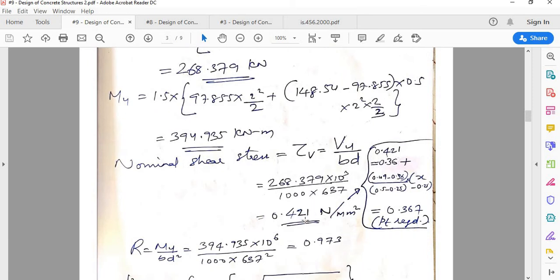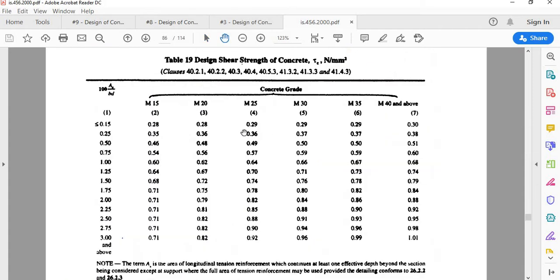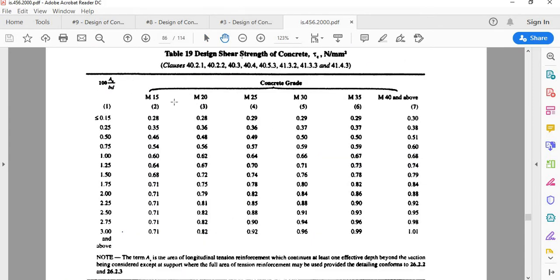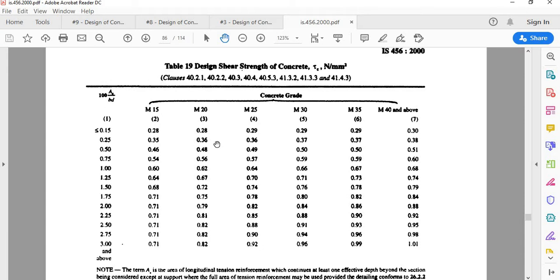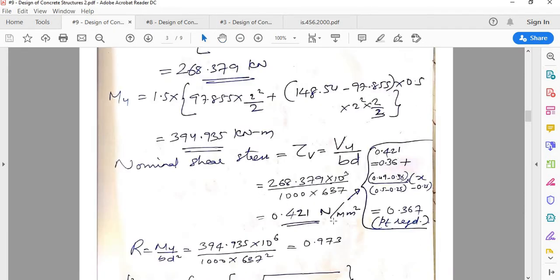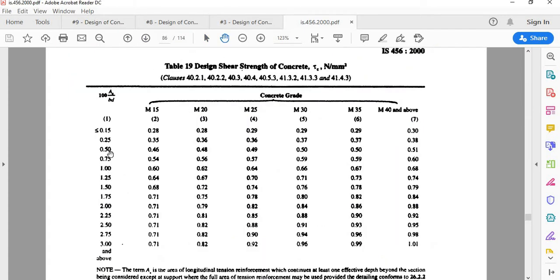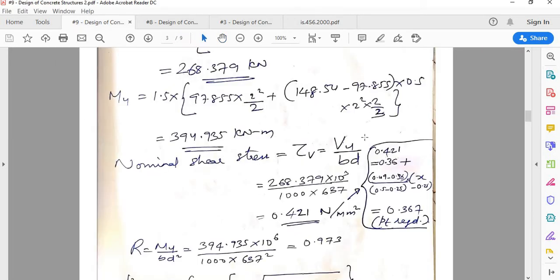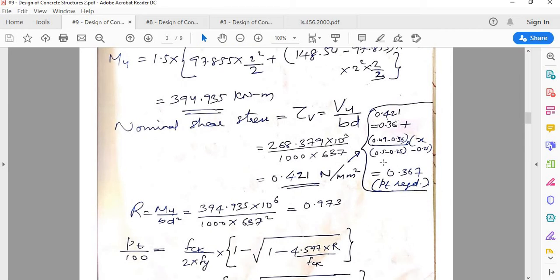Remember, for the retaining wall we cannot provide stirrups. So the shear capacity should be met by the depth itself, for which the percentage of reinforcement plays a critical role. Using the table in IS 456, I have kept it open for your convenience, to get this particular shear stress, what is the pt you have to provide, that you have to back calculate, again using interpolation. That interpolation is what I have done here. It is seen that you require a pt of 0.367.